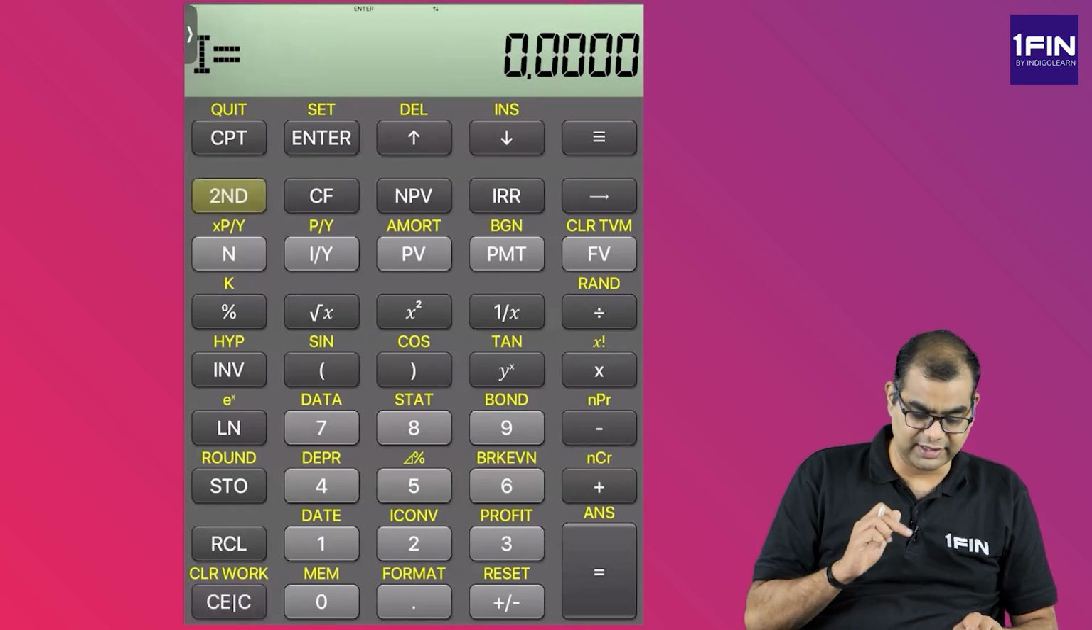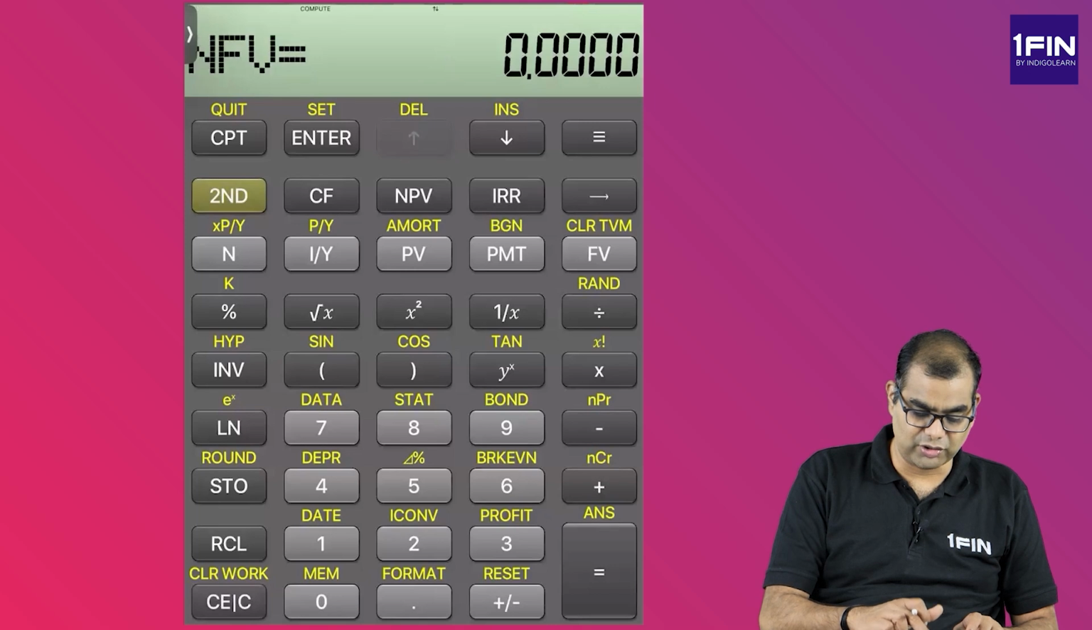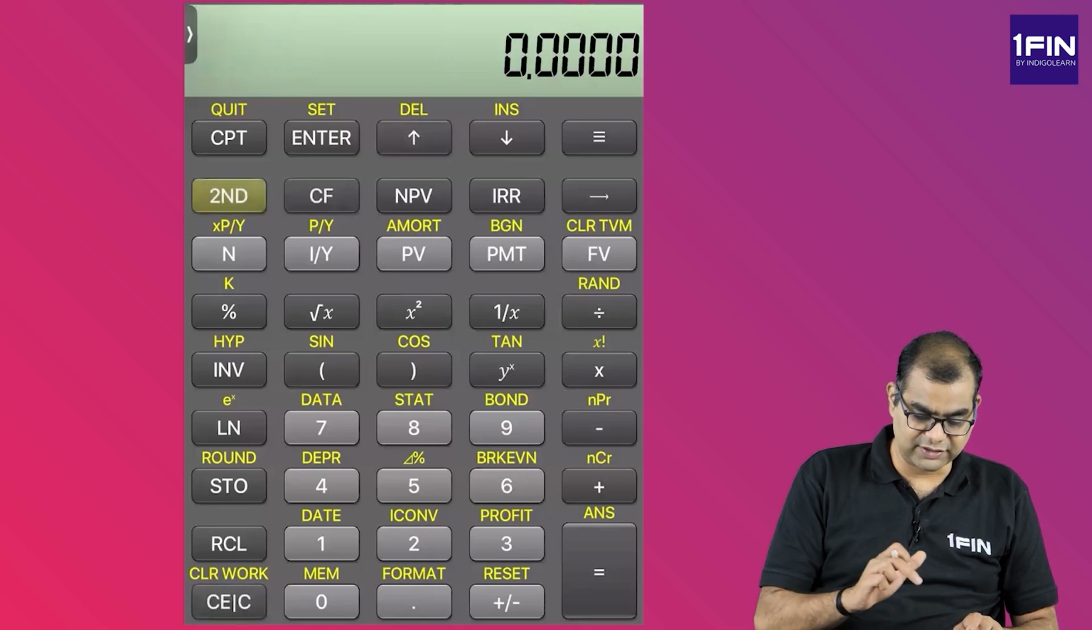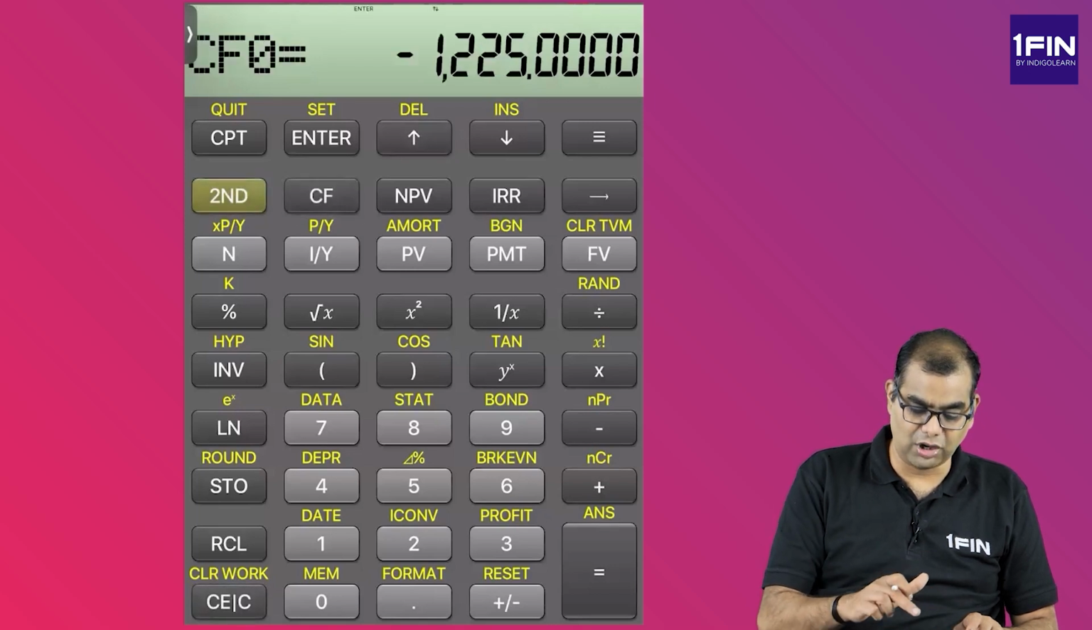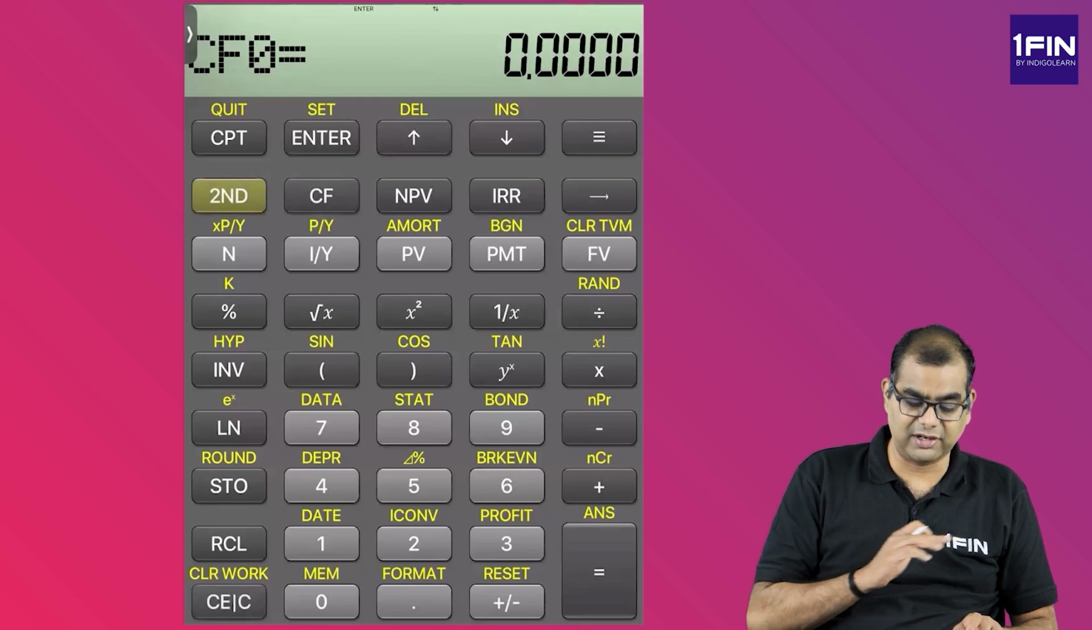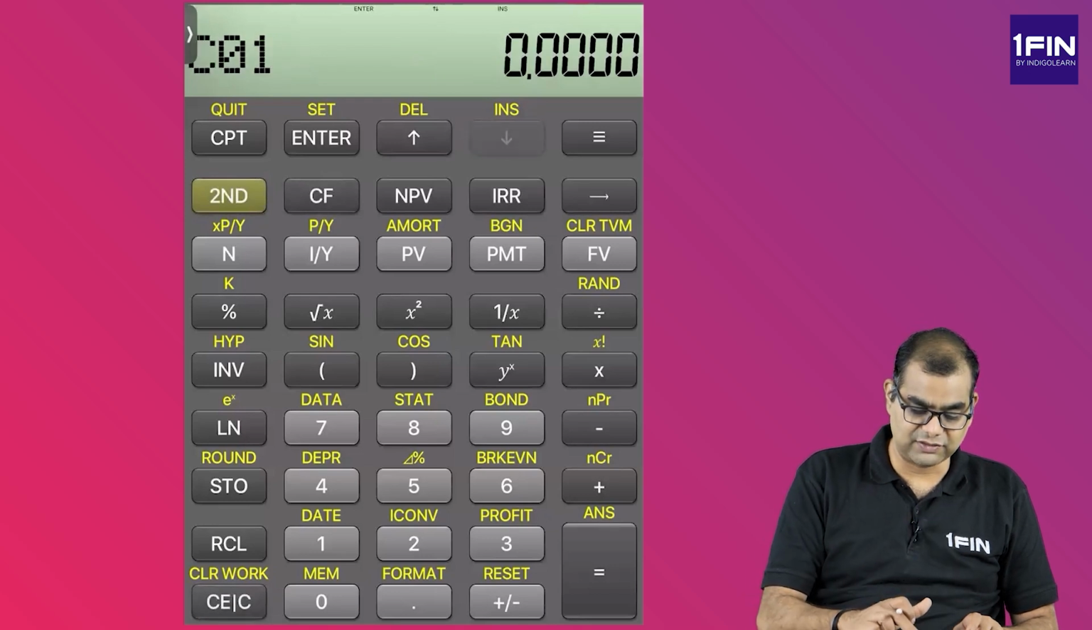Okay, then once you have got this, let me now take you to the other aspect, which is I will do second clear, everything gets cleared. If you want to check, you can go and check. Then second cash flow, all numbers are there. So I go and say second clear, all cash flows are cleared.